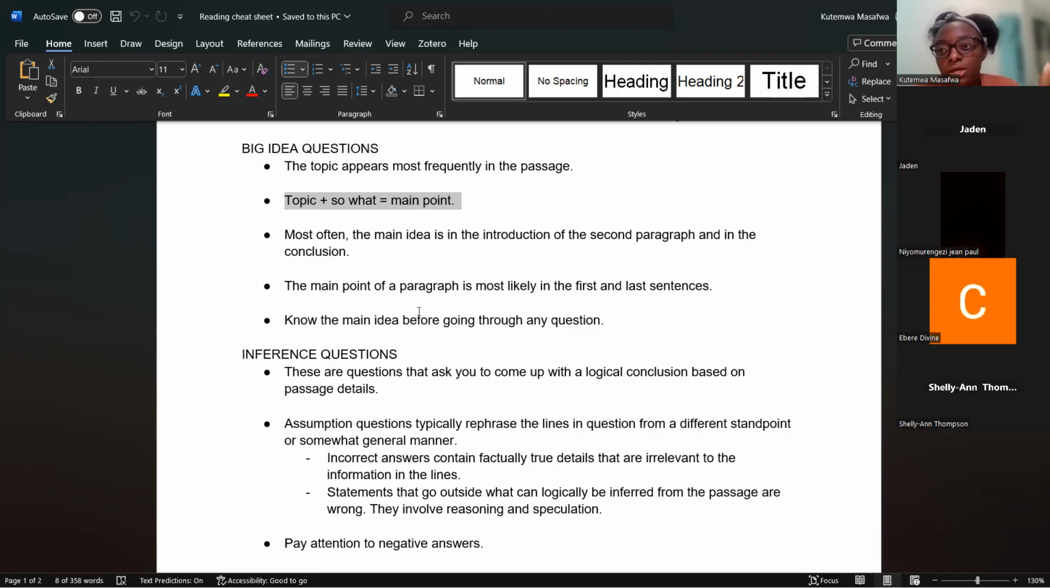So how you do that is you take the topic, so phone chargers, and then you take what's being said about it and you combine them. So a main idea is not just a word, it's a whole sentence. It's the word and what is being said about it. So in my hypothetical passage, I would say the main point is that phone chargers are bad. That's it. So you've gotten the phone chargers, and then what's being said about them is that they are bad. And once you put those two together, then you have the main point.